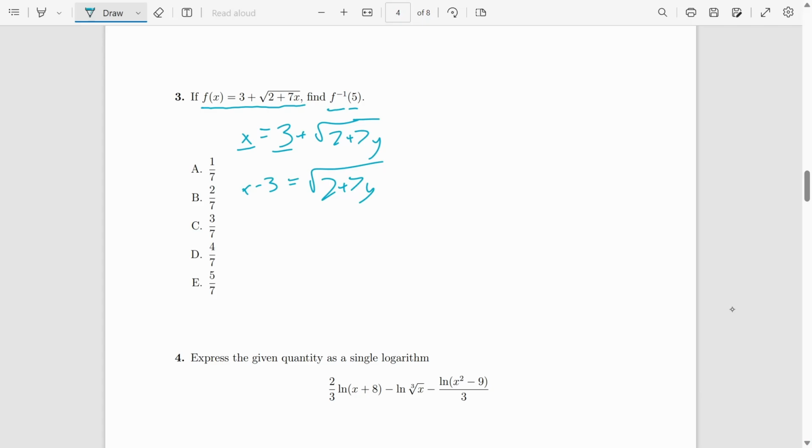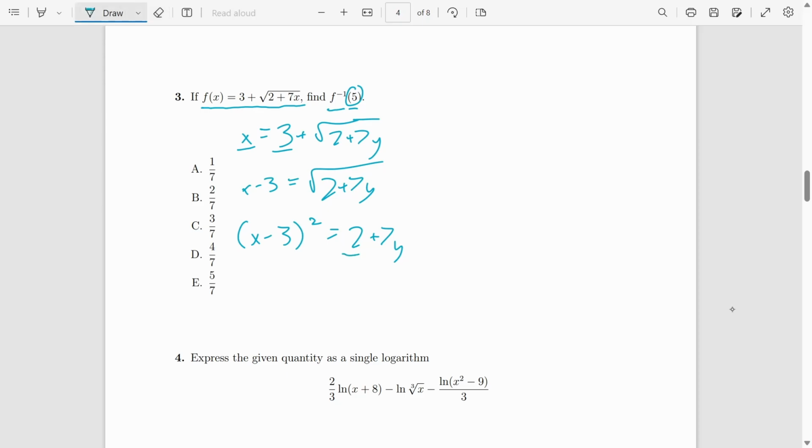And now we can square both sides to get rid of the square root. So this is now (x minus 3) squared equals 2 plus 7y. I'm just going to keep this as (x minus 3) squared instead of expanding it out, because we are just going to end up plugging in a value. We don't have to simplify it at all. So let's just keep it like that for simplicity.